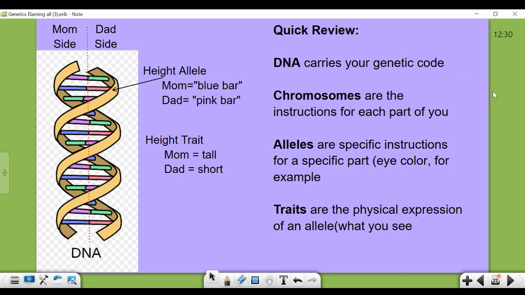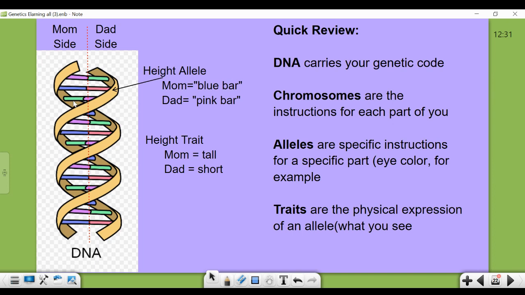Remember, DNA is what carries your genetic information, that genetic code, and that's found inside the nucleus of a cell. The chromosome is where those instructions are housed of what makes each part of you. An allele is the specific instructions about a trait, like eye color, hair color, height. And the trait is the physical expression, it's what we see.